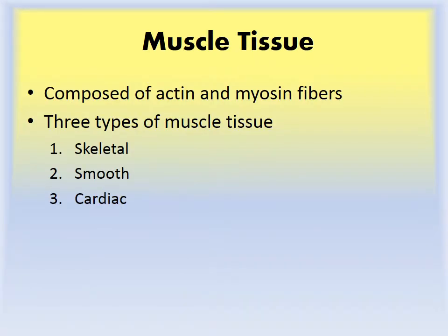So muscle tissue is composed of 2 different types of fibers, actin and myosin, and that's what makes up a muscle. There are 3 different types of muscle tissue. These 3 different types are skeletal muscle, smooth muscle, and cardiac muscle.